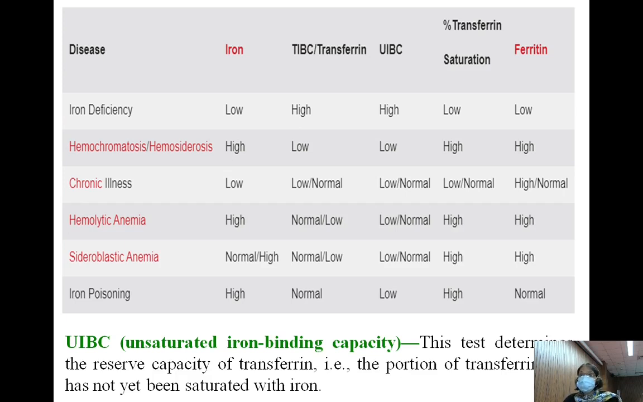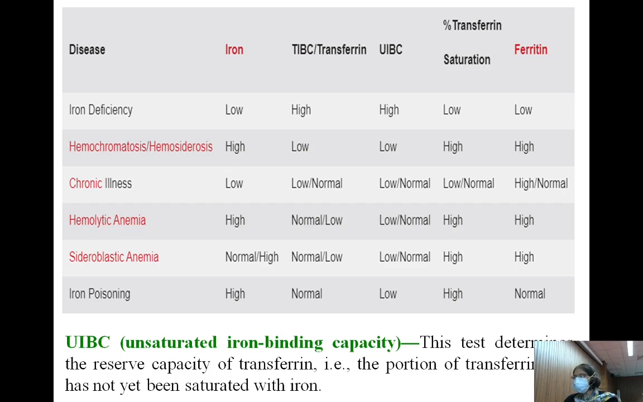So in different diseases, how do they interfere with the iron panel: total iron, TIBC, UIBC, transferrin concentration and ferritin. In iron deficiency, total iron concentration will be low and TIBC will be high, because the binding sites of the transferrins are available. There will be fewer iron molecules to occupy the binding sites, so whatever iron is there is all combined with transferrin. That is why TIBC will be more. UIBC also will be high, and transferrin saturation will be low.